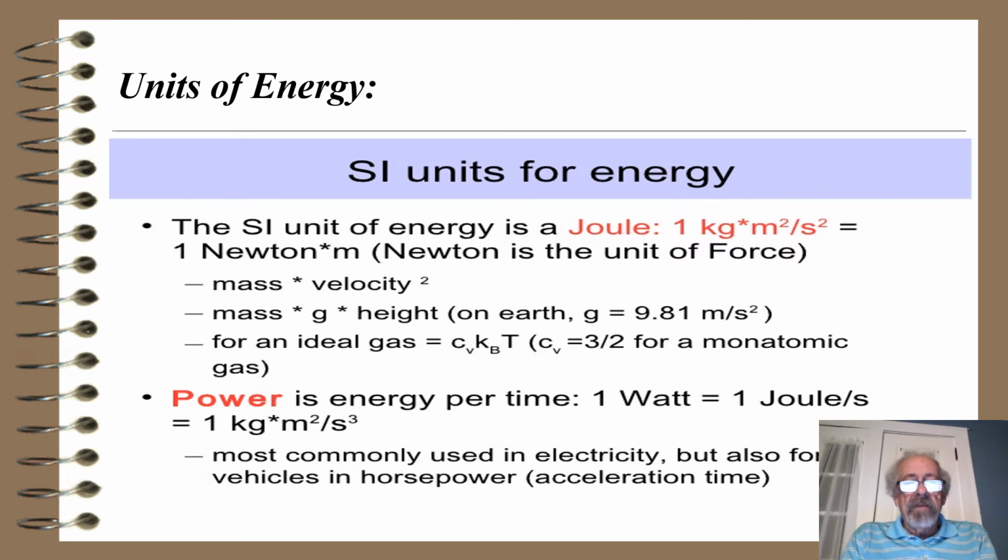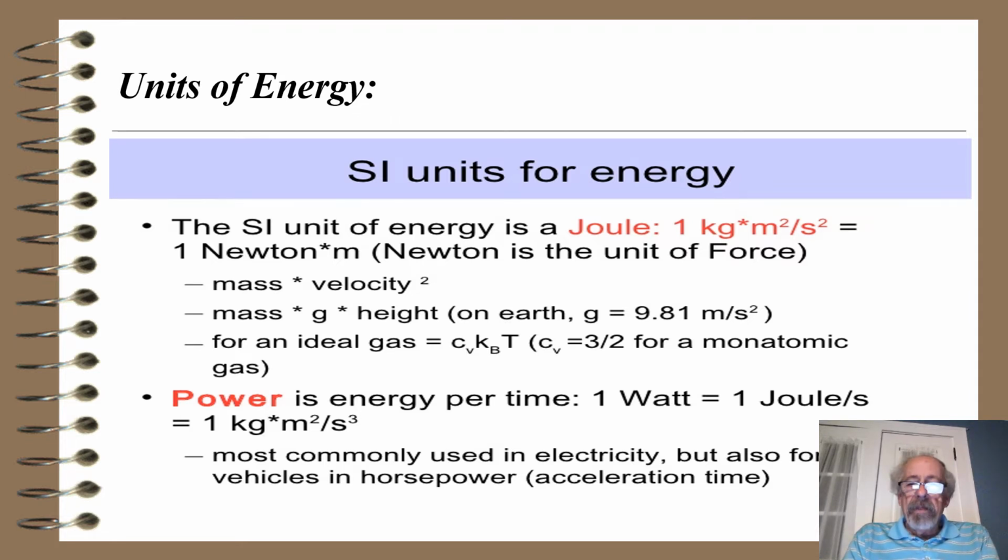Now, changing our attention to units of energy, we have the SI units for energy. The SI unit of energy is a joule. A joule is defined as 1 kilogram times meter squared per second squared, which equals actually 1 Newton times a meter. Newton's a unit of force. So it shows mass times velocity squared, mass times the acceleration of gravity times the height of the object. On Earth, g is 9.81 meters per second squared.